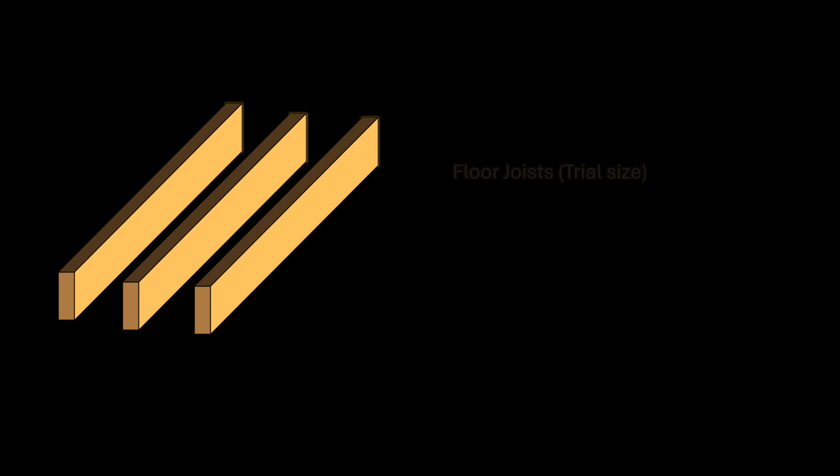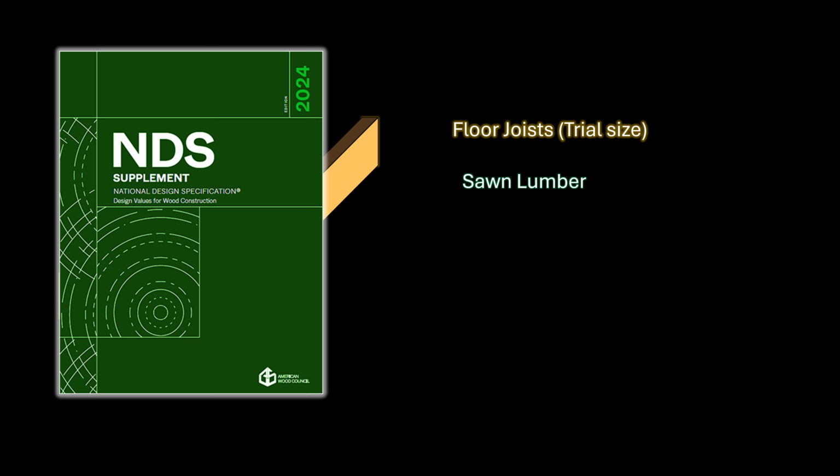For this design, we will use sawn lumber framing members. Sawn lumber species used in wood-framed construction in the United States are provided in Chapter 2 of the National Design Specification Supplement, which is another publication of the American Wood Council. Moving on, we will refer to this publication as the NDS Supplement. We will refer to the main National Design Specifications as the NDS. Just like the NDS, the American Wood Council also provides free access to the NDS Supplement on their website. A link to this publication is provided in the description.